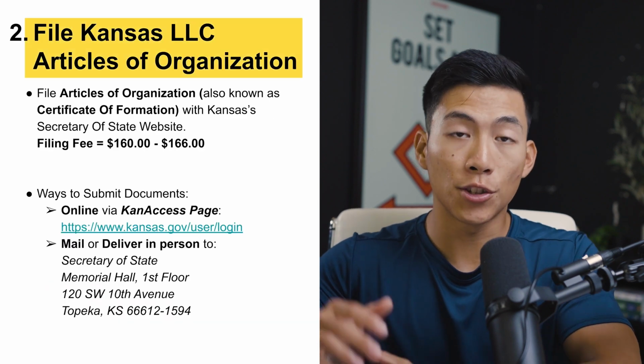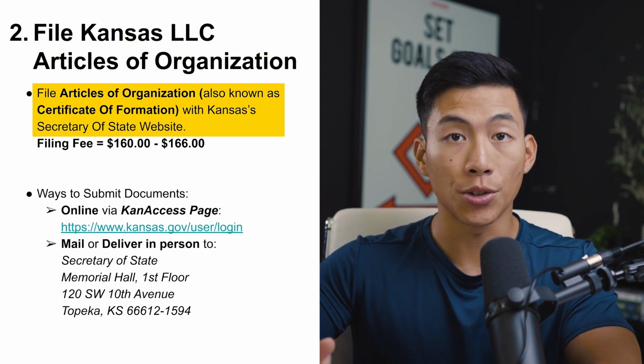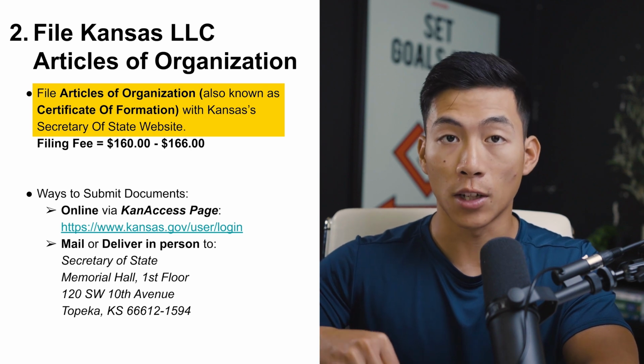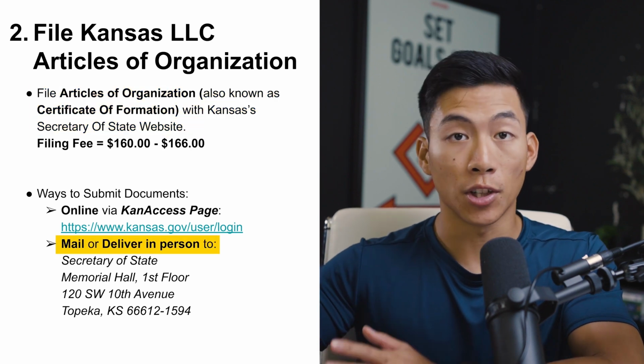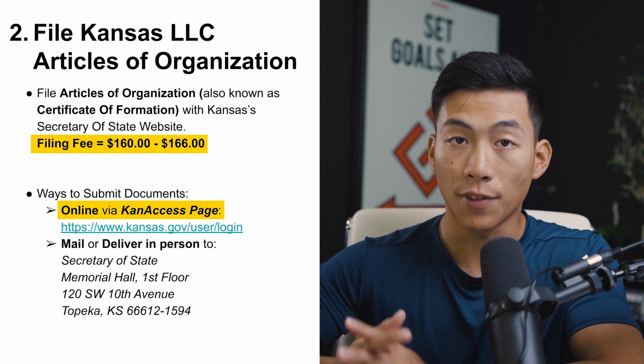Okay, step number two is to file the LLC Articles of Organization. There's a few different ways that you can do this. You can do this either online through the Secretary of State website. You can mail it in. You can even deliver it in person. And this is going to cost you $160 if you do it online and $166 if you mail it.